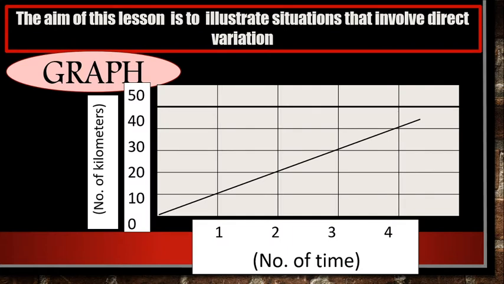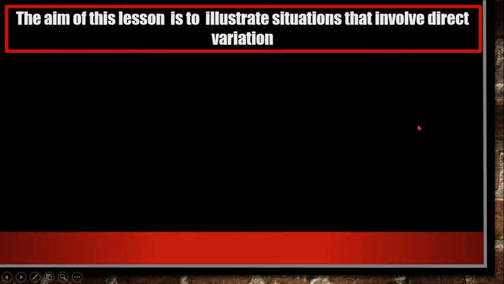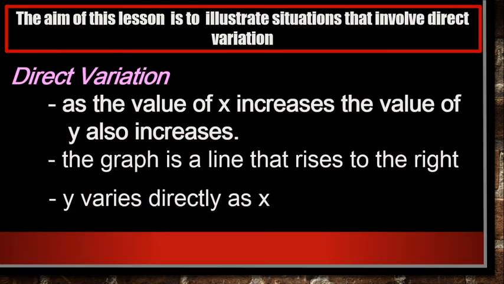Another, if we are going to represent our example in a graph, here is the illustration of the graph of direct variation. From left going to right, it rises up. So here at the left side is the number of kilometers, and here below is the number of time. So it increases together. Meaning, in direct variation, as the value of x increases, the value of y also increases. The graph is a line that rises to the right. Y varies directly as x.